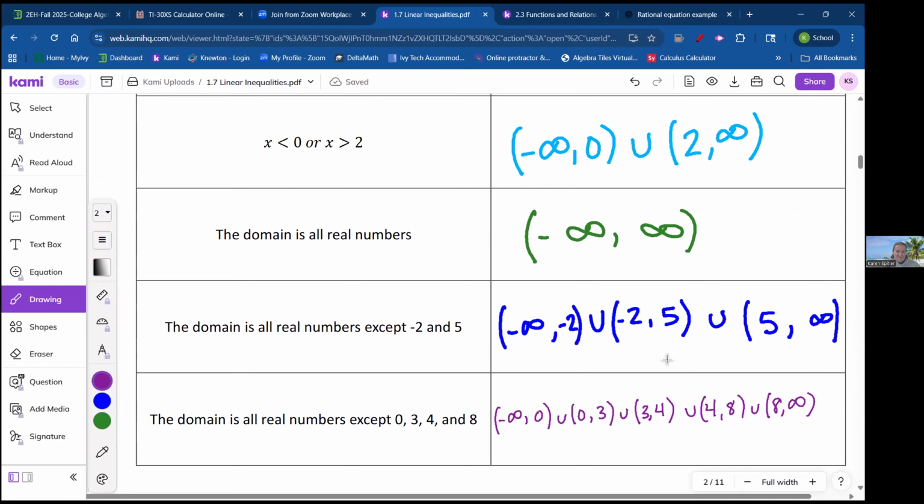All right. So, like I said, the purple, not very common. That would be like a really crazy problem to have that many domain restrictions. A lot of times you will see the domains like the ones written in blue. The one here written in blue is probably the most common domain restriction problem that we would have to write for in interval notation.